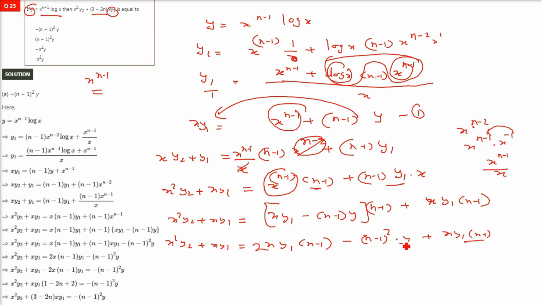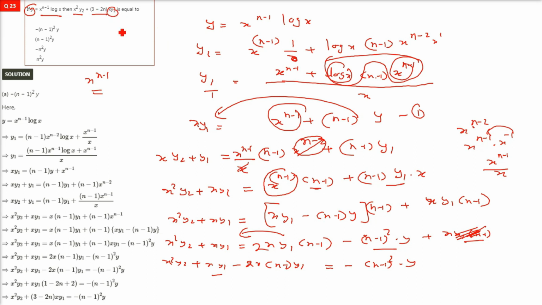Now they are similar terms, so you can just add them up. It will be twice of x y1 into n minus 1. Now take this on the left hand side: x square y2 plus x y1 minus 2x into n minus 1 into y1. This is going to be equal to negative n minus 1 whole square into y. What do we want? x square y2 plus 3 minus 2n into x y1. So 3 minus 2n, how are we going to get it?